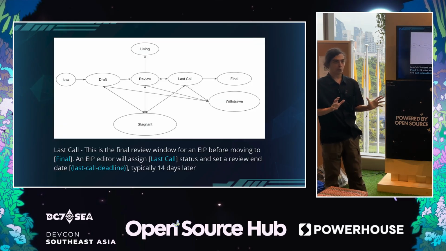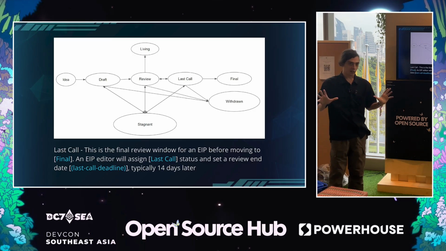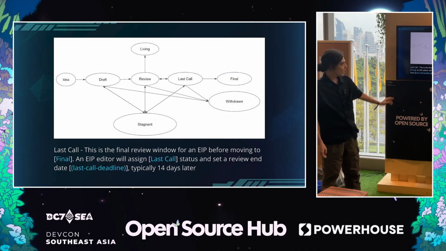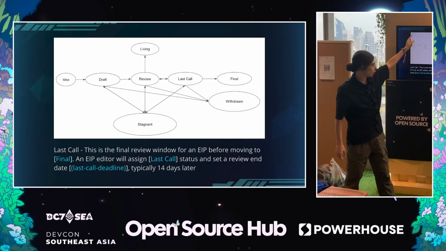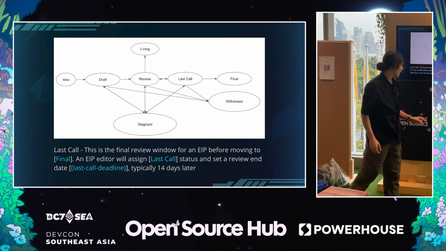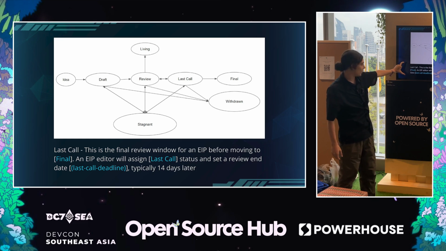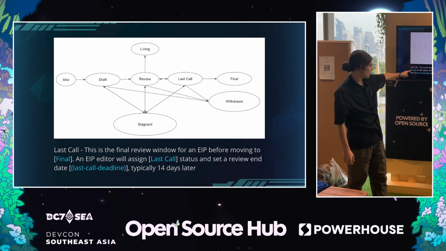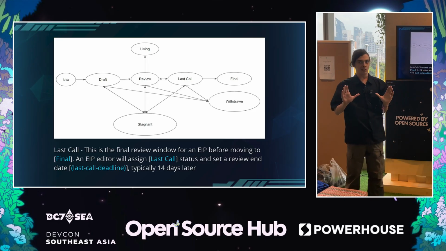And now I would like to switch to the description of the processes that surround it and which resulted in the situation that we have right now. So this is the EIP lifecycle scheme described by EIP-1. The EIP is submitted in draft status, then it goes to review, last call, or final. And here is the description of the last call status, which is important for us right now. Last call. This is the final review window for an EIP before moving to final. This lasts 14 days.